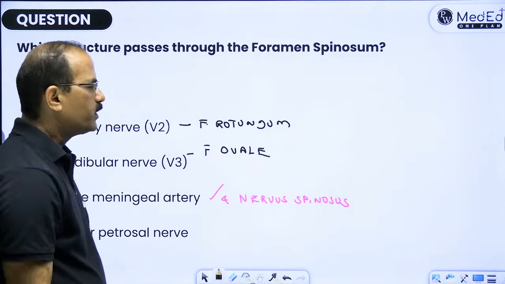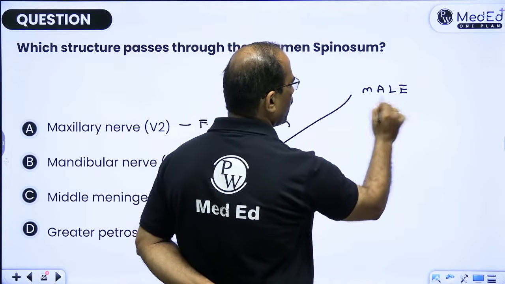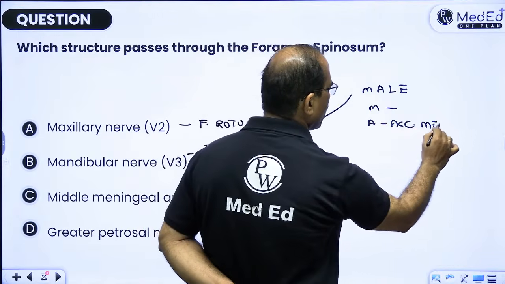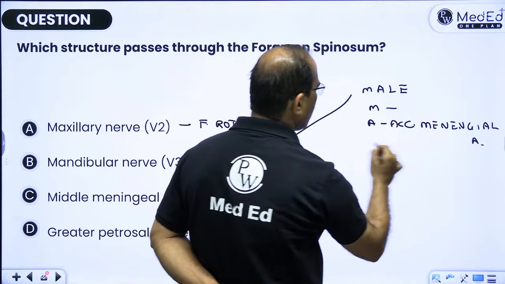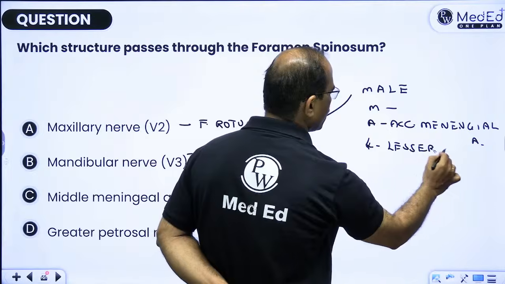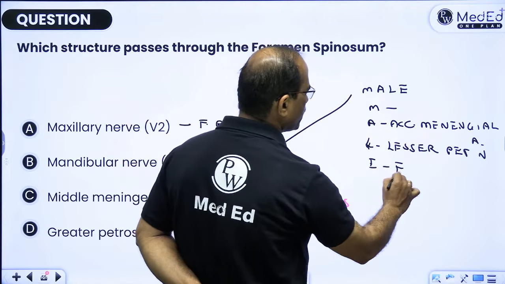ओके, फोरामेन ओवेल से क्या क्या जाता है? फोरामेन ओवेल इज MALE. M इज मैंडिबुलर नर्व, A इज एक्सेसरी मेनिंजियल आर्टरी, L is the lesser petrosal nerve, and E is emissary vein.